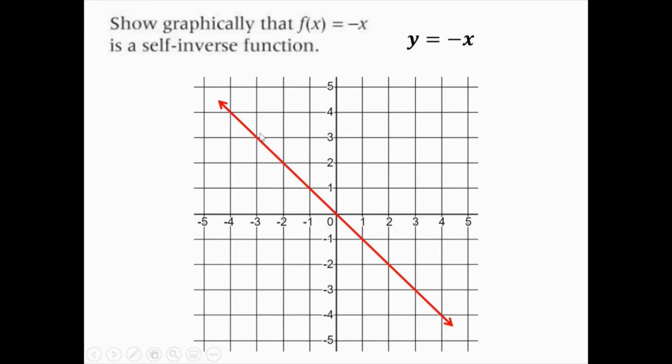Why is that a self-inverse? Well, if we drew the y equals x mirror line, notice again that the function I just graphed is perpendicular to this mirror. Therefore, if you flipped it over that mirror, reflected it, it would be landing on top of itself, which means it is self-inverse.